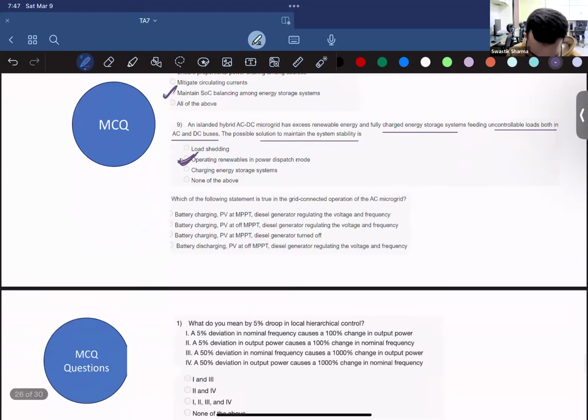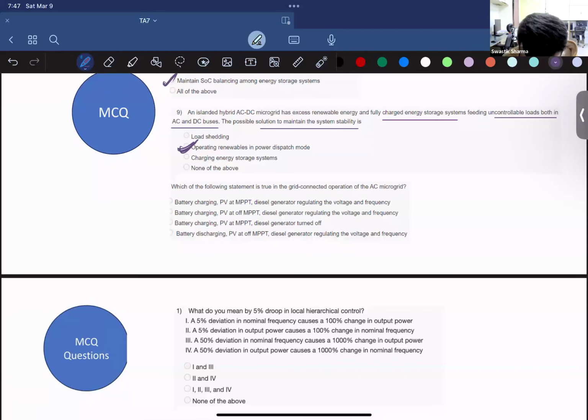Which of the following statements is true in grid-connected operation of the AC microgrid? Okay, if a grid-connected operation of AC microgrid is there. So, battery charging, PV at MPPT, diesel generator regulating the voltage and frequency. Battery charging, PV at off MPPT, diesel generator regulating the voltage and frequency. Battery charging, PV at MPPT, diesel generator turned off. And battery discharging, PV at off MPPT and diesel generator regulating the voltage and frequency. So, who can answer this question? Can a diesel generator be used to regulate the voltage and frequency?